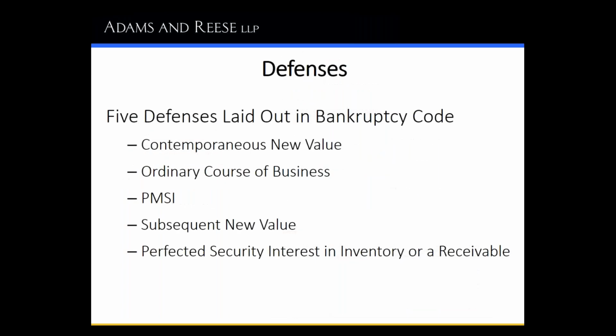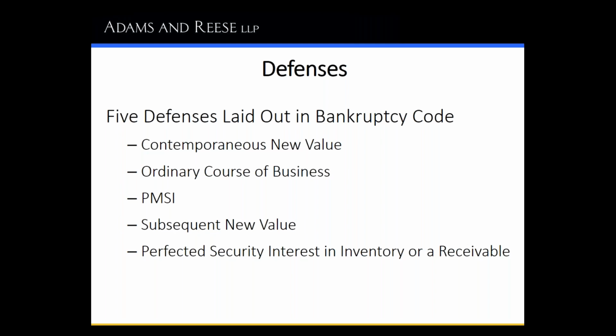So what are those defenses? There are 5 defenses that are laid out in the Bankruptcy Code itself: contemporaneous new value, ordinary course of business, purchase money security interest, subsequent new value, and a perfected security interest in inventory or a receivable.